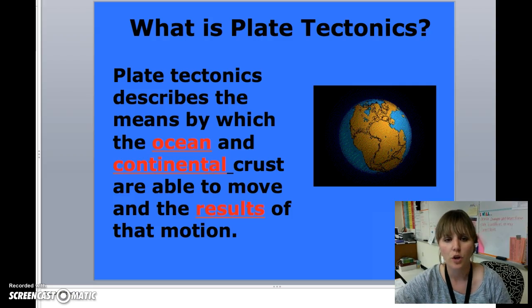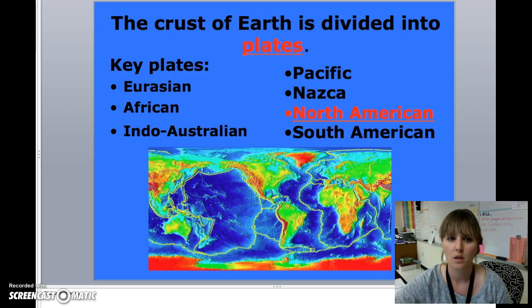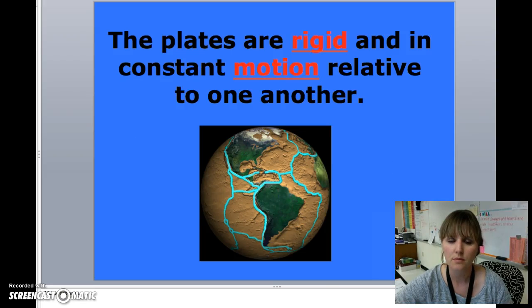Plate tectonics describes the means by which the ocean and continental crust are able to move and the results of that motion. The crust of Earth is divided into plates. Some key plates include Eurasian, African, Indo-Australian, Pacific, Nazca, North American, and South American. The plates are rigid and in constant motion relative to one another.